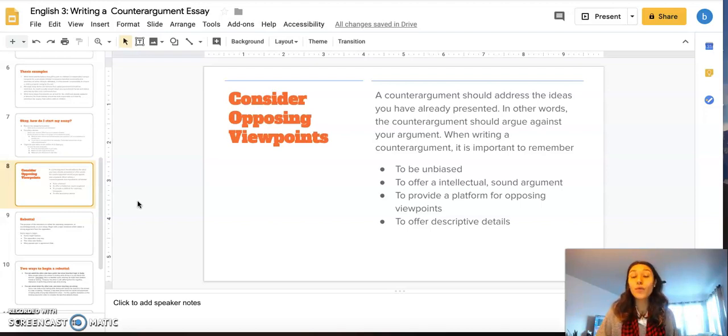When doing so, you want to make sure that you're unbiased. You want to make sure that you are offering an intellectually sound argument, that you're not purposefully making the counter-argument weak because it'll be easier to refute it later. You want to make sure that you're providing clear opposing viewpoints and to provide descriptive details within that counter-argument.